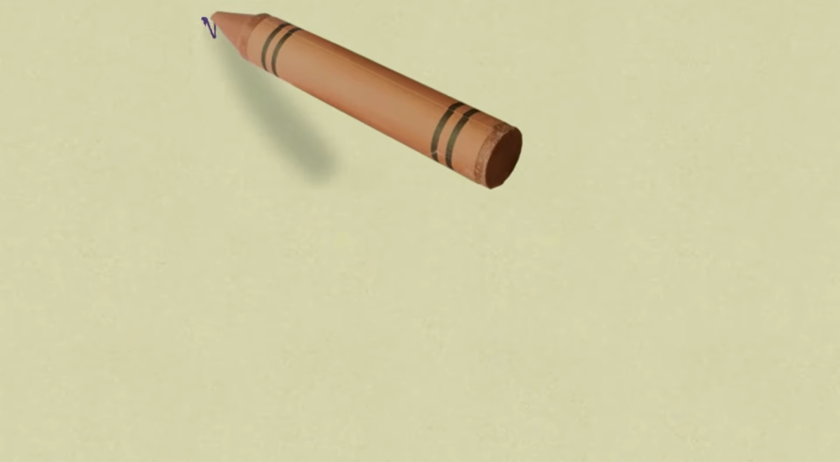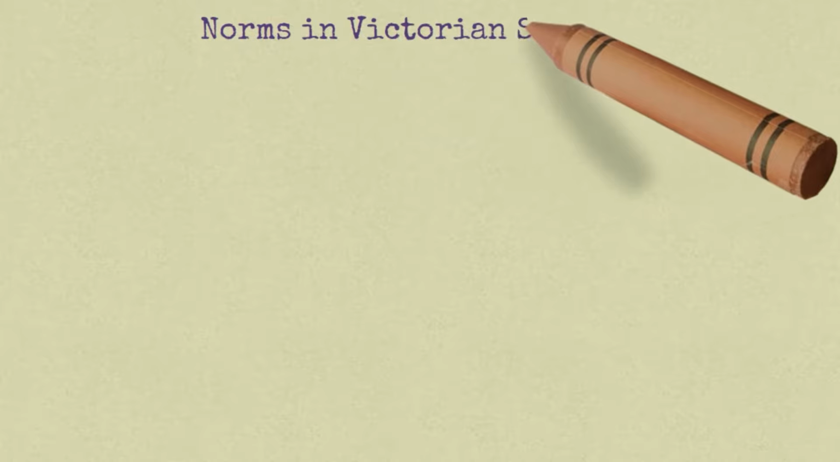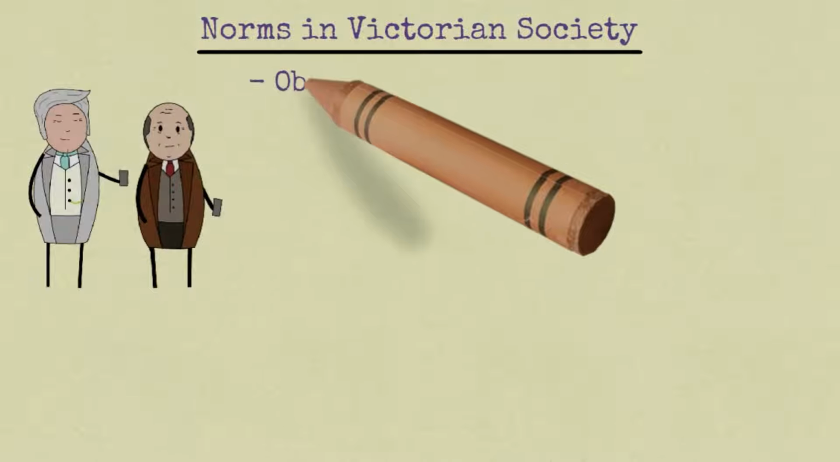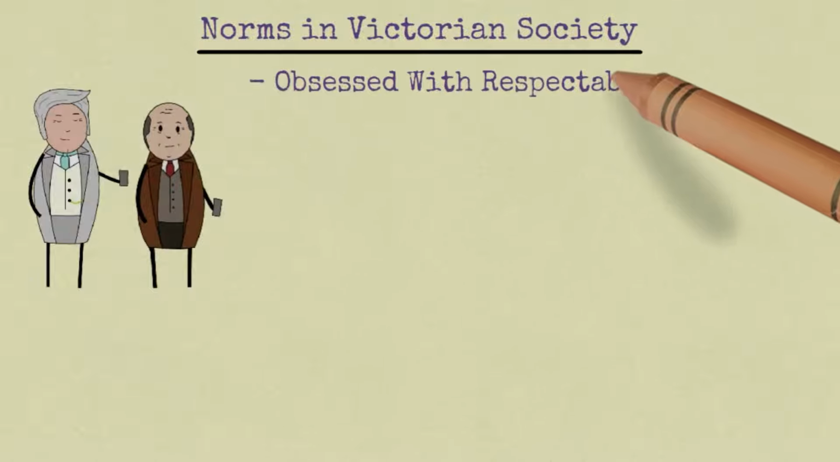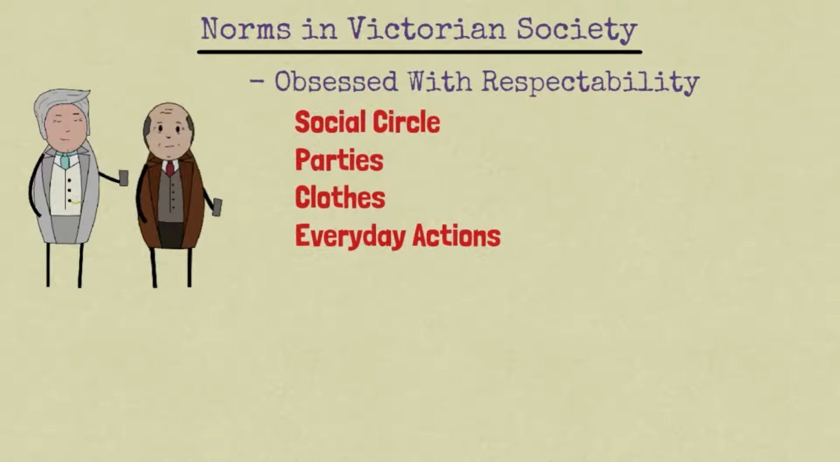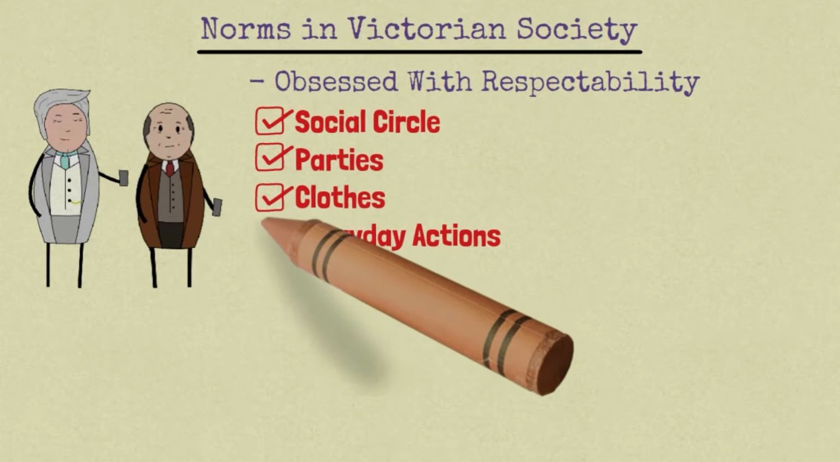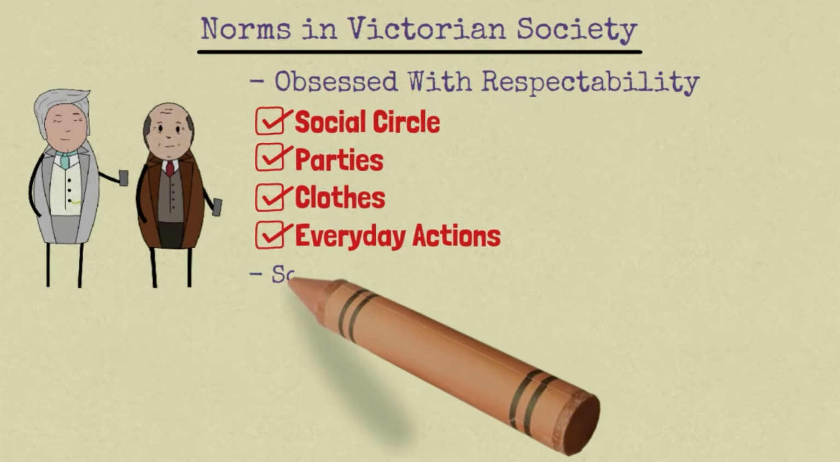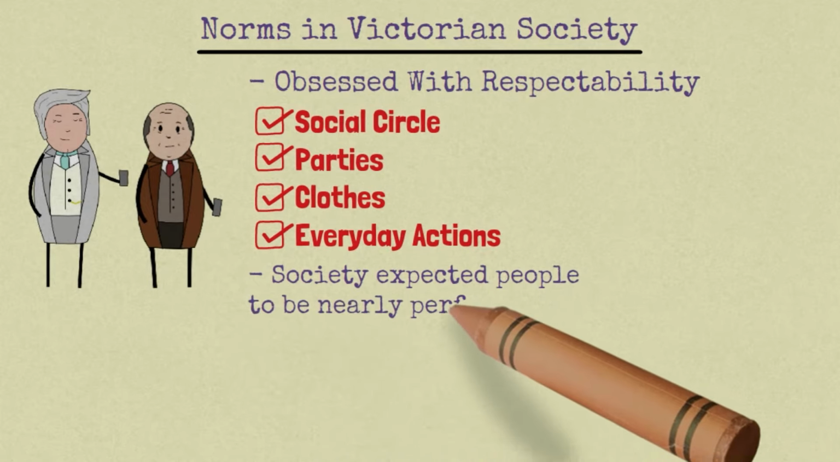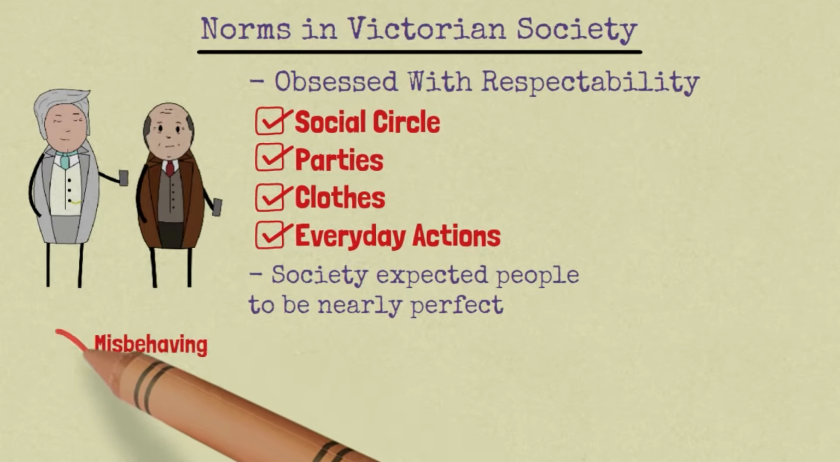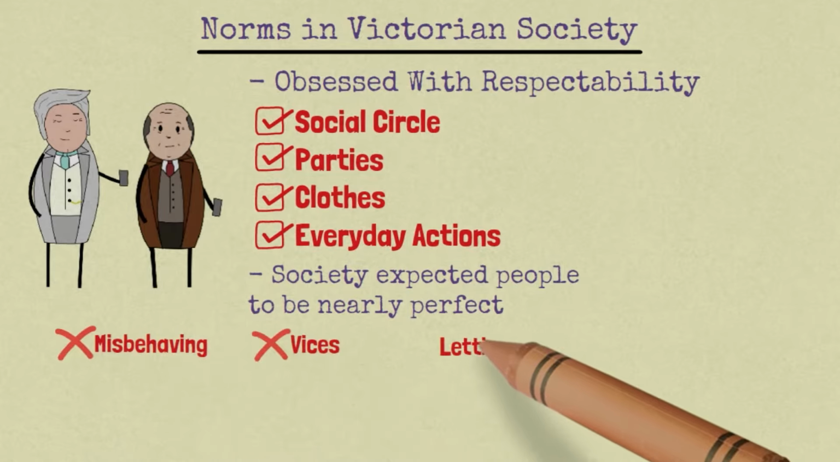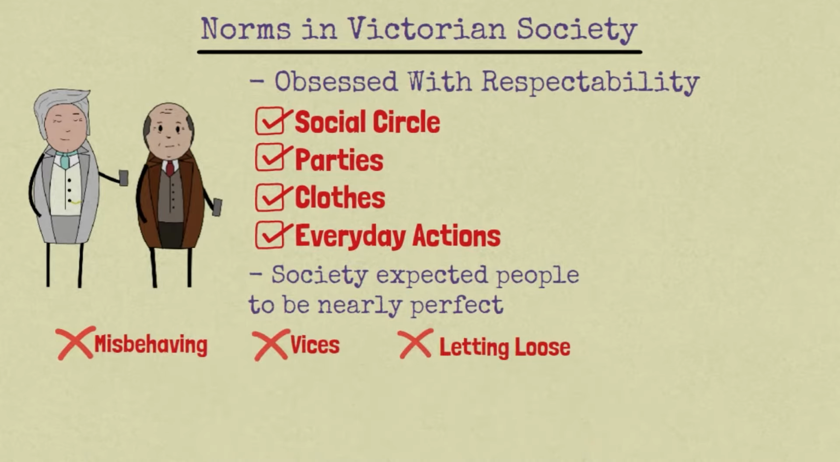But to get some context on why the idea of duality was so relevant at the time this book was written, we need to take a quick look at what Victorian society was like. The wealthy upper classes were obsessed with respectability, and everything from your social circle to the parties you threw, the clothes you wore, and even your everyday actions were under a microscope. People were expected to be pretty much perfect, and there was no room for misbehaving, indulging in vices, or letting loose in any way, or you would run the risk of scandal.